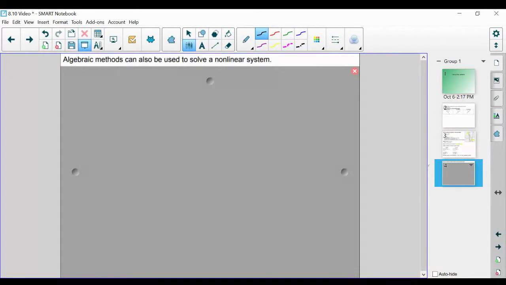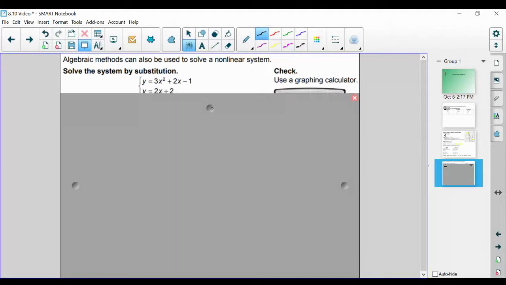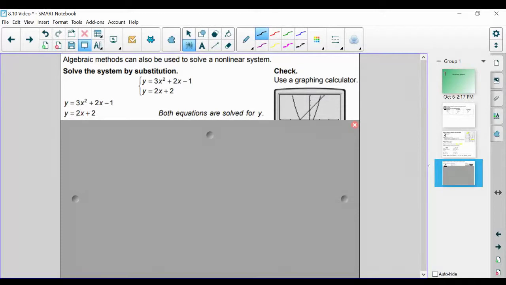So we can use algebraic methods to help solve a non-linear system just like we did with systems of equations. Now, we're going to solve it by using substitution. So let's say we have a quadratic and a linear equation. We have y equals 3x squared plus 2x minus 1, and y is equal to 2x plus 2. Again, we're looking for the x and the y that satisfy both equations. Now, we could have either one solution, two solutions, or maybe even no solutions. So we can use substitution because both equations are solved for y.